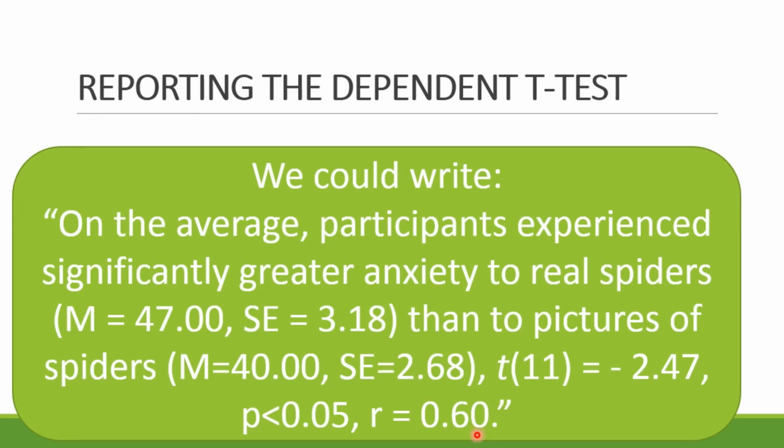So you can just read it as, on the average, participants experience significantly greater anxiety to real spiders than to pictures of the spiders. But on your paper, it would be very important to include the means of the two conditions, their standard errors, and of course your t-value, and of course the p-value. Now the r, or the effect size, is not really that common, but it would really help if you could also include that.